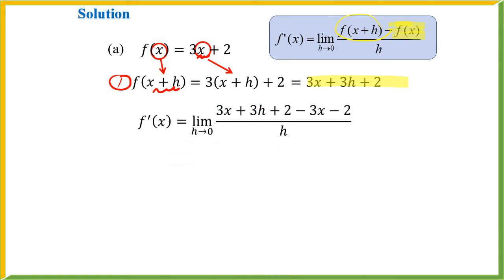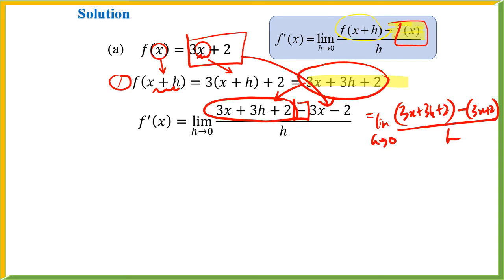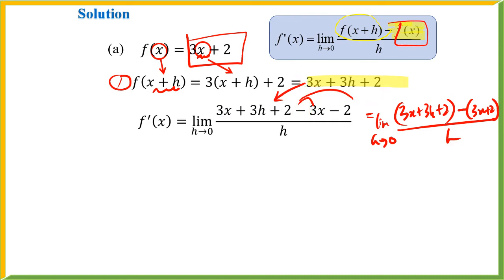So f prime x is equal to the limit of f of x plus h, which is 3x plus 3h plus 2, and then minus f of x. What is f of x? f of x is equal to 3x plus 2. If we follow the formula closely, it will be 3x plus 3h plus 2, and then minus 3x plus 2, all divided by h as h approaches 0. And then we have the negative, because we expanded already. Okay, that's why we have this form. Right? So the answer: 3x plus 3h plus 2 minus 3x minus 2 over h. Okay?